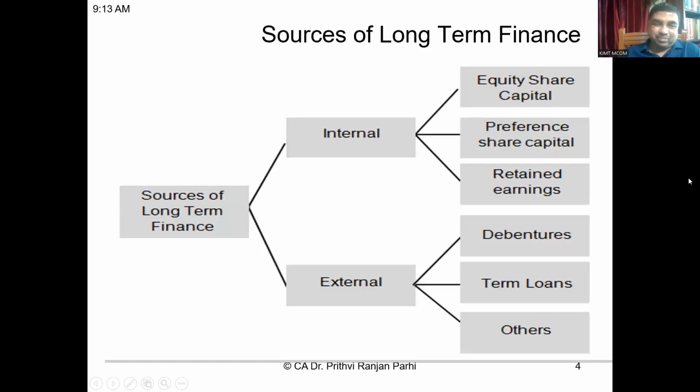Look at this chart now. This chart explains sources of long-term finance. Under internal category, you can see equity share capital, preference share capital, and retained earning. Retained earning means these reserves. And from external, you can find debentures, that is bonds, term loans, and others. It might be some other type of loan also. So all of them are various types of sources of long-term finance.